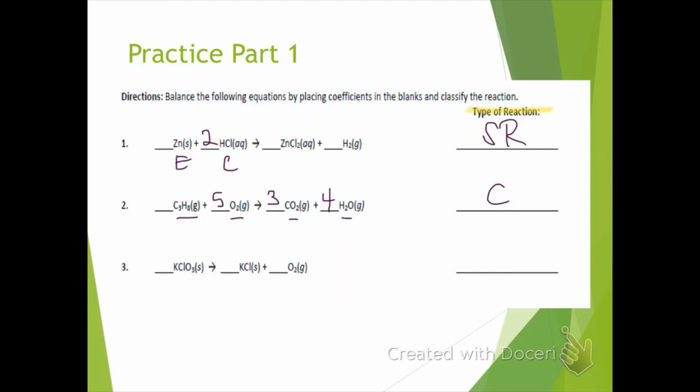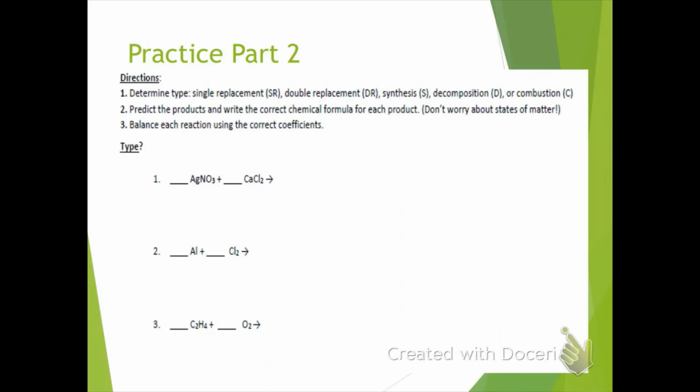Looking at number 3 here, we have 1 single compound. If we have 1 compound, we're breaking it down. That's decomposition. And then we can give that a quick little balance. So that shouldn't be too bad. On page 18, we're a little bit more involved. We want to determine the type and predict the products and then go and balance.